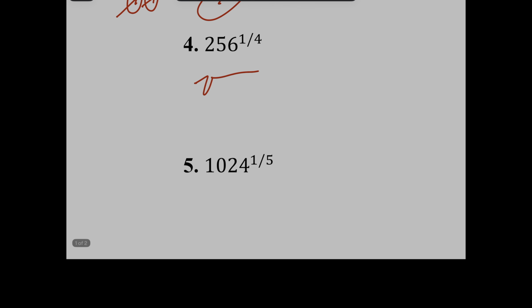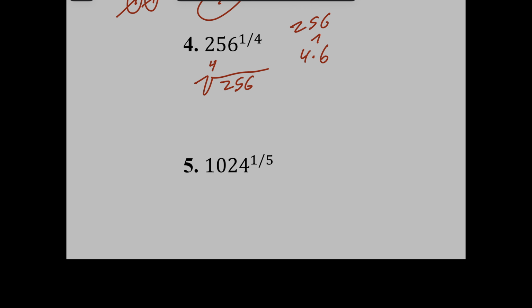All right, now here I'm going to have 256. That's a 1 on top, so I don't do anything in there. But that's going to be a 4th root. So I'm looking for a 4th root of 256. Okay, well, let's go ahead and start by breaking down the 256. Let's put a 4 into it.